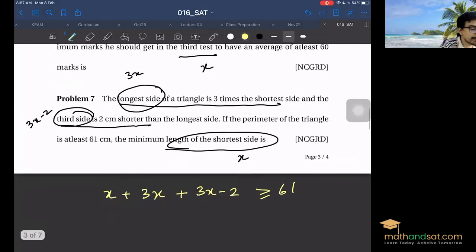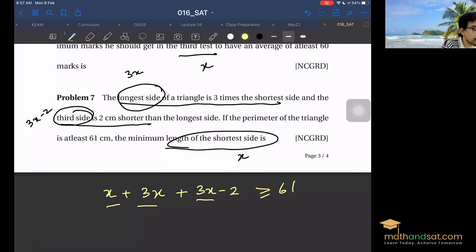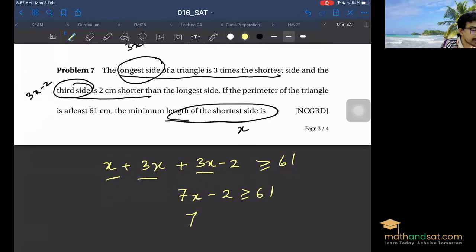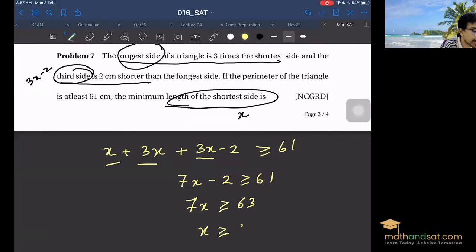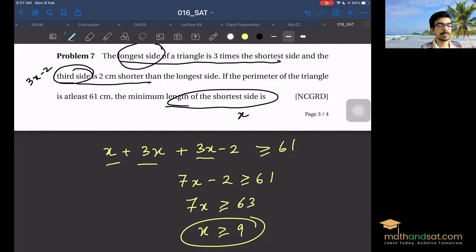So you take 2 to the other side, combine the like terms. So we have 7x minus 2 greater than or equal to 61, 7x greater than or equal to 63. You have x greater than or equal to 9. What does it mean? The minimum value of x is 9. So the minimum value of the shortest side is 9.